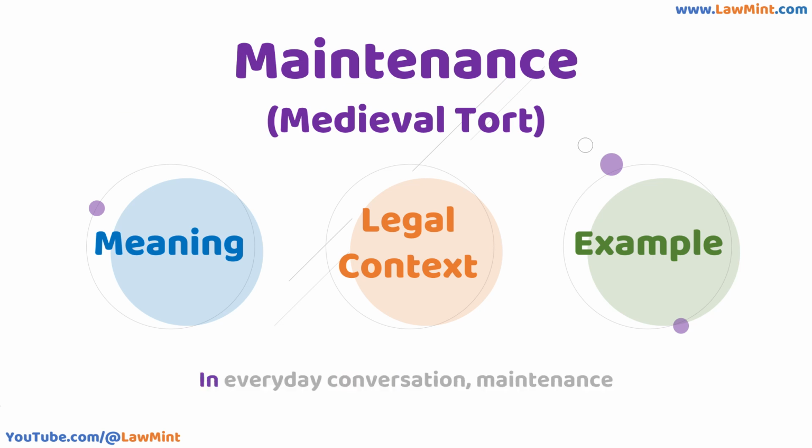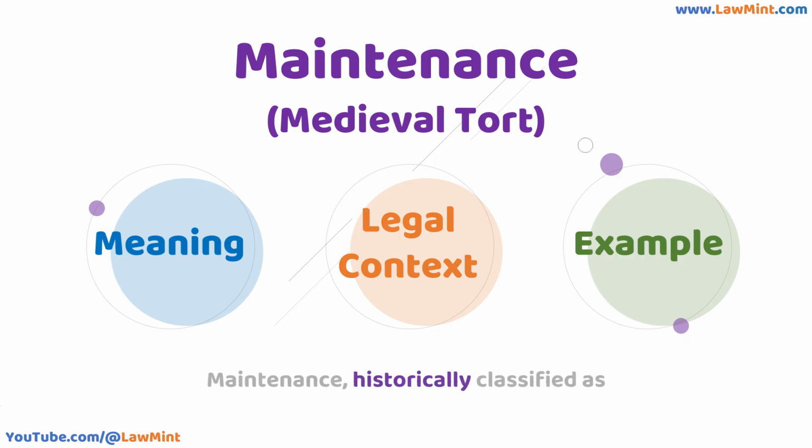Maintenance. In everyday conversation, maintenance usually refers to keeping physical property in good working condition or providing ongoing financial support to a family member, such as spousal maintenance. In historical tort law and litigation, however, it designates a very specific legal offence regarding lawsuits.